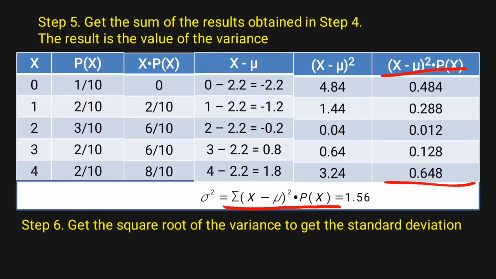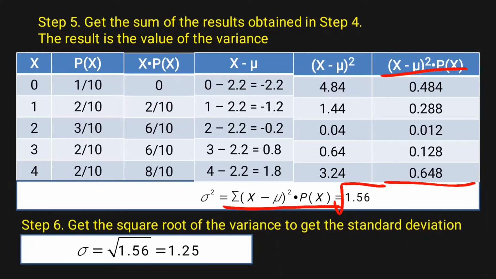Then, step number 6. Get the square root of the variance to get the standard deviation. Okay? So, kunin lang natin ang square root ng 1.56. Yun na ang value ng ating standard deviation. Okay? So, square root of 1.56 equals 1.25. Okay? So, ito na yung ating standard deviation.